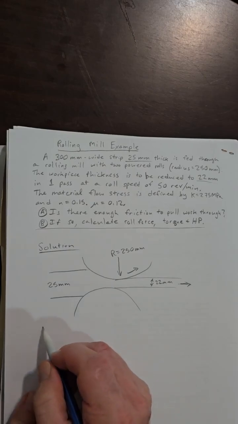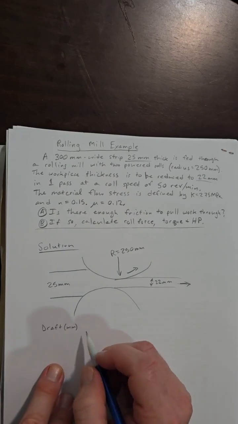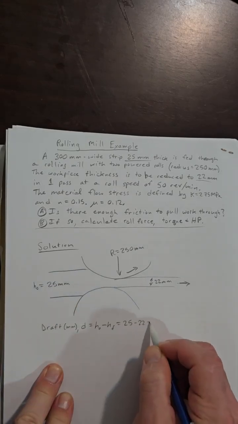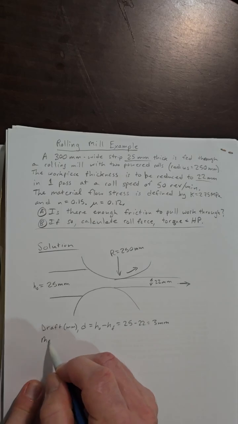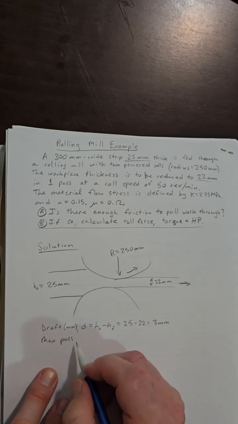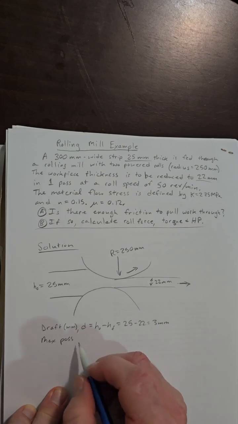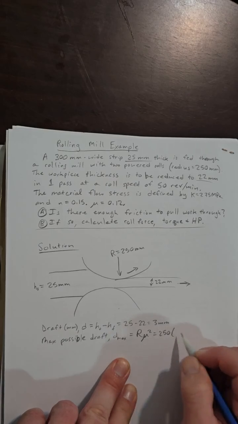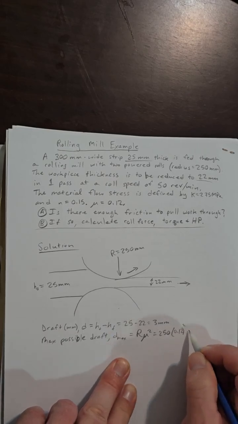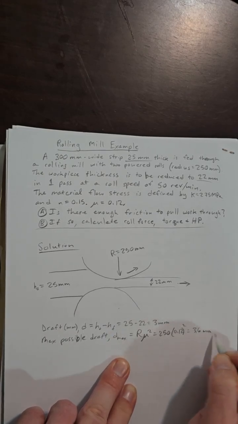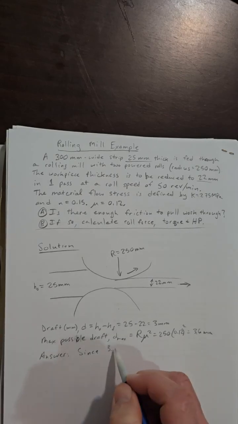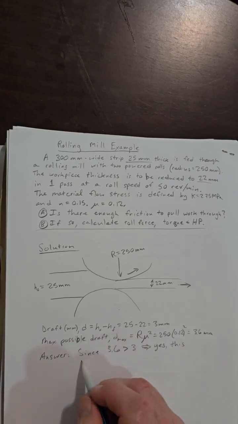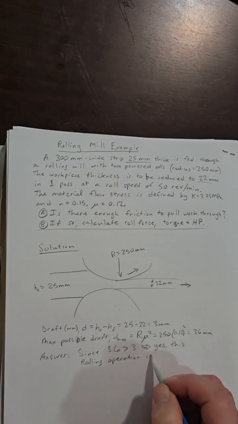So the first thing we can calculate then is the draft. That's d equals the original thickness, 25 minus 22, so that's 3 millimeters. Second thing, the maximum possible draft, which is defined by the roll radius and the coefficient of friction. Use the equation R times mu squared. So that's 250 times 0.12 squared, and that's 3.6 millimeters. So our first answer is, since 3.6 is greater than 3, yes, this rolling operation is possible.